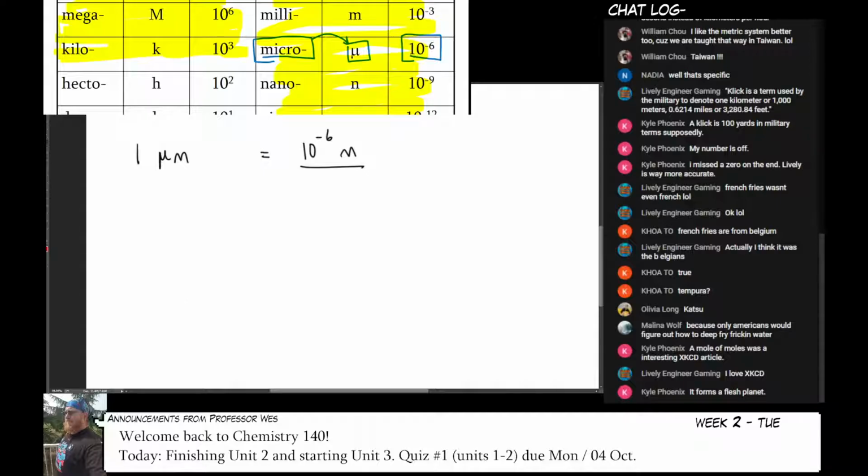Let's do another one for megameters. So if I have 10 to the positive 6, now I can just go meter, meter. And so one of these things is 10 to the positive 6 of those things. That's how you make these conversions.